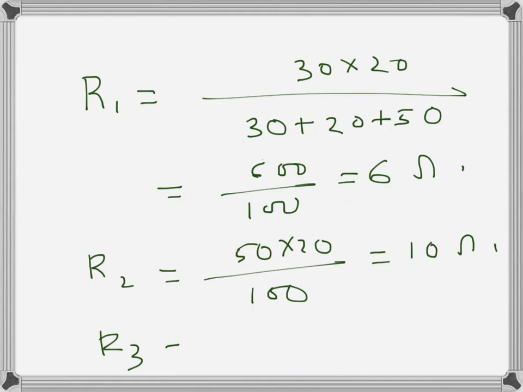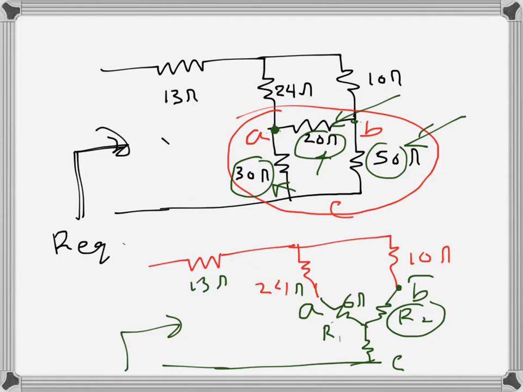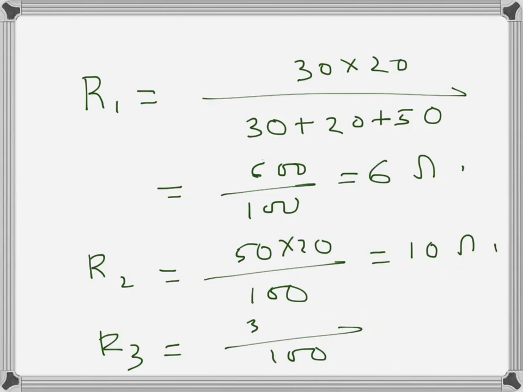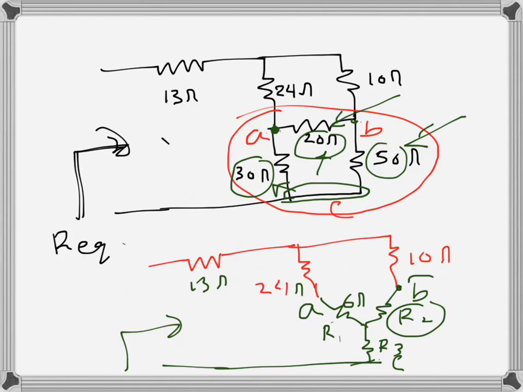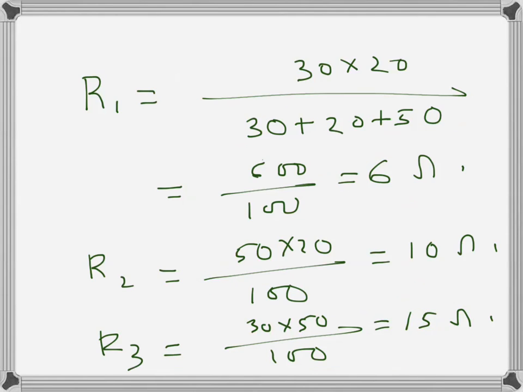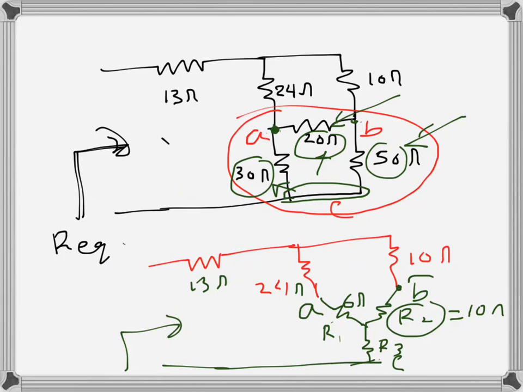And finally R3, the one that is this one, call it R3. That will be the one that is connected to C. In the denominator we will have 100, and in the numerator, since 30 and 50 are connected to C, 30 times 50, that will be 1500, divided by 100, so that will be 15 ohms. So the values will be 6 ohms here, R2 is 10 ohms, and 15 ohms.